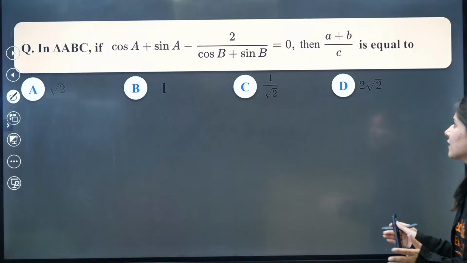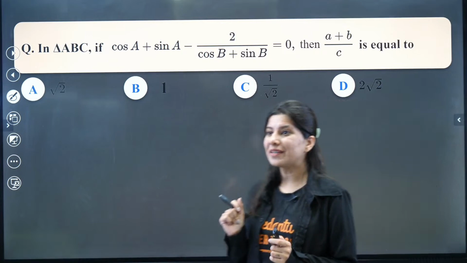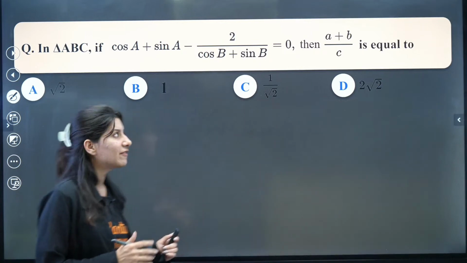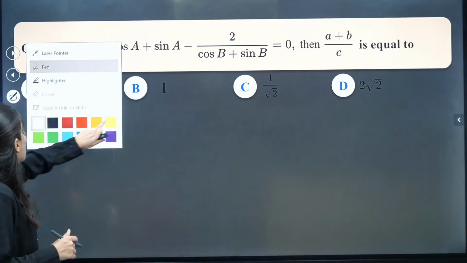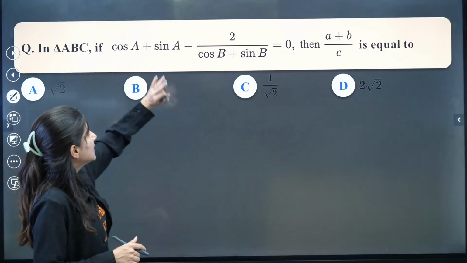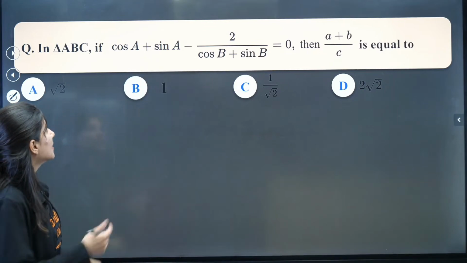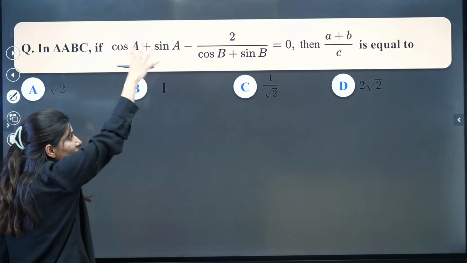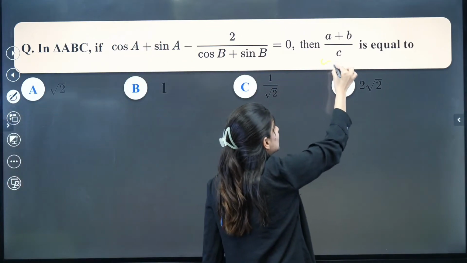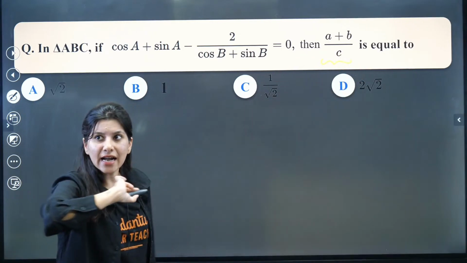Okay. All right. So now we have a question from trigonometry. From the world of trigonometry, we have another question which says, in triangle ABC, this expression is given to us. We need to solve it and figure out the value of a plus b by c. Let us do it. Let's start how to do it.